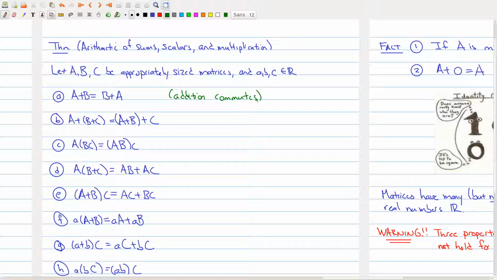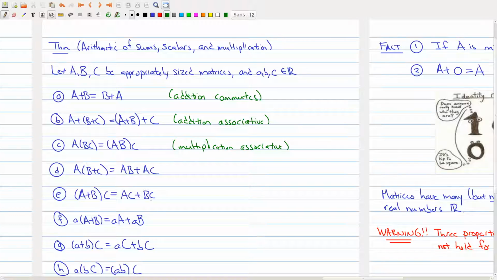The second property says A plus the quantity B plus C is the same thing as A plus B plus C. So this just means that addition is associative. The next condition tells me about multiplication, saying that its operation is associative. So multiplication is associative. And what that just means is you can either first multiply AB and then multiply by C, or multiply BC and then multiply by A. And you get the same answer.